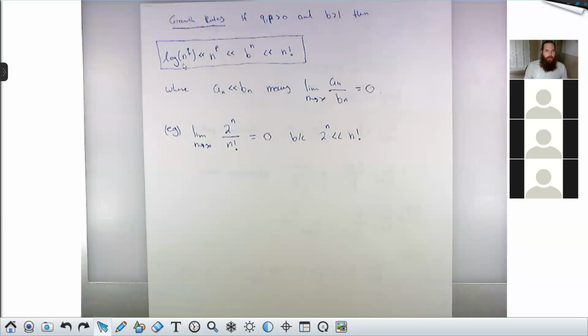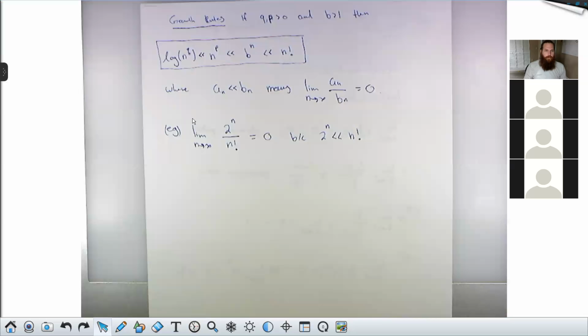So a log of any power is slower growing than any power function, is slower growing than any growing exponential or any growing geometric sequence, is slower growing than the factorial. Where by slower growing, I mean if you divide the slow by the fast, you get 0 as n goes to infinity. It's a useful thing to remember. It will come up from time to time, and it will help you do some limits faster.